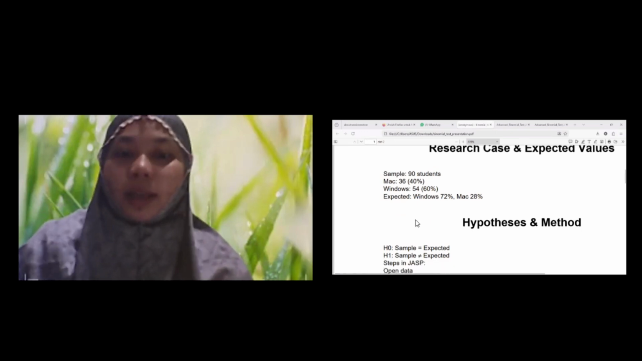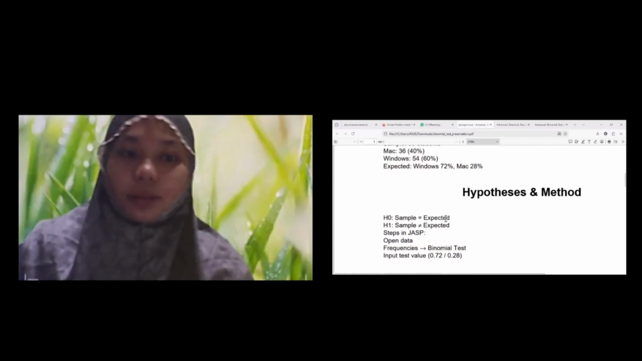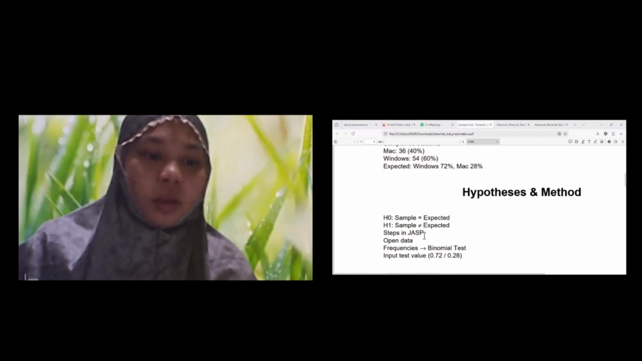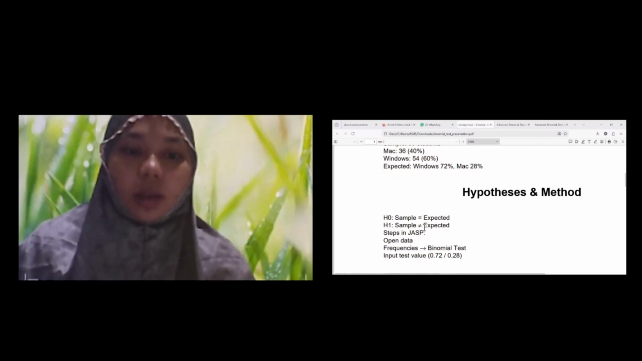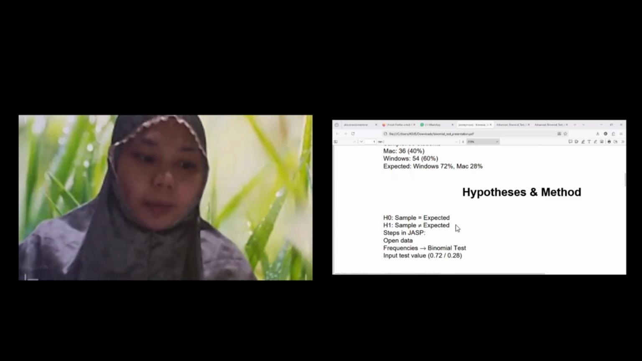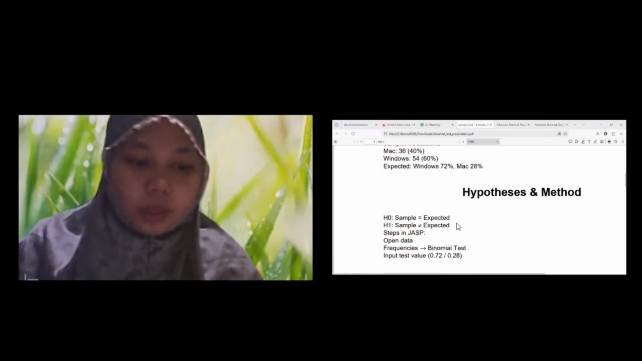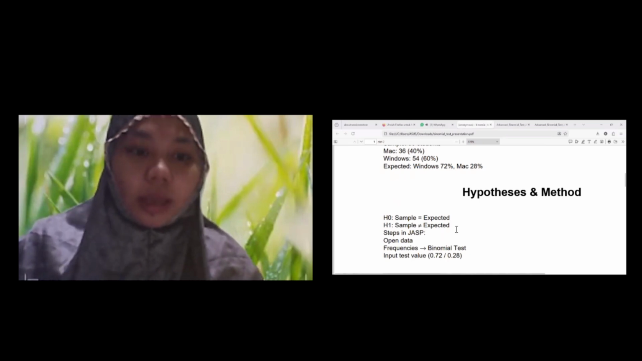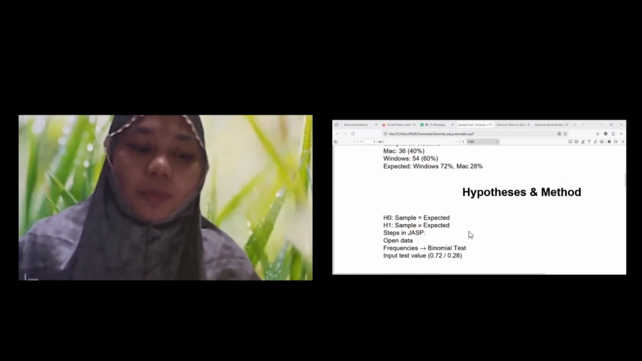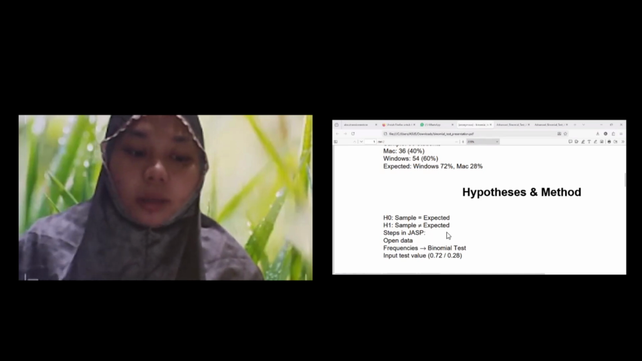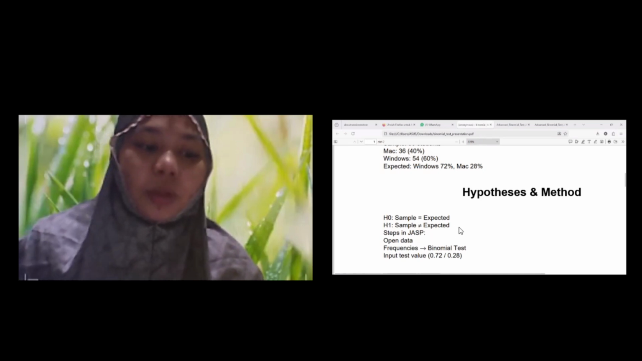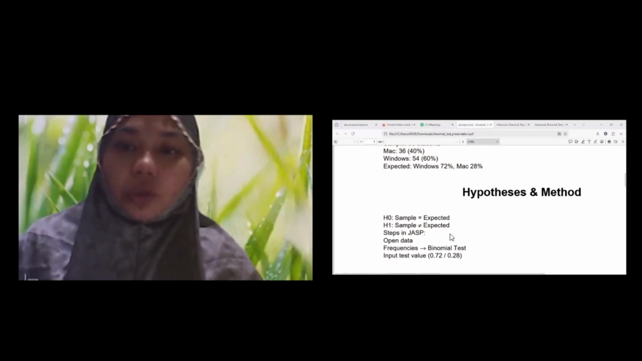The next, hypothesis and method. As I explained, in statistical testing we always use hypotheses. The null hypothesis, or H0, means there is no difference between observed and expected data. The alternative hypothesis, or H1, means there is a difference. To test this, we use JASP.